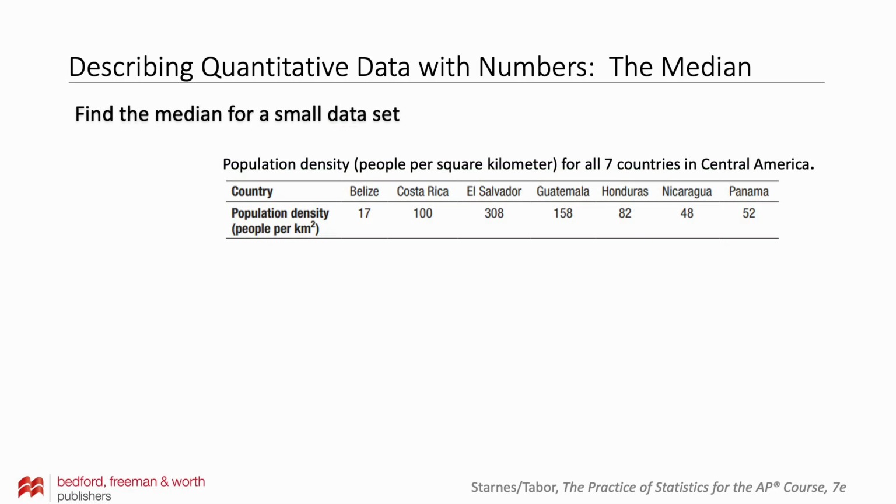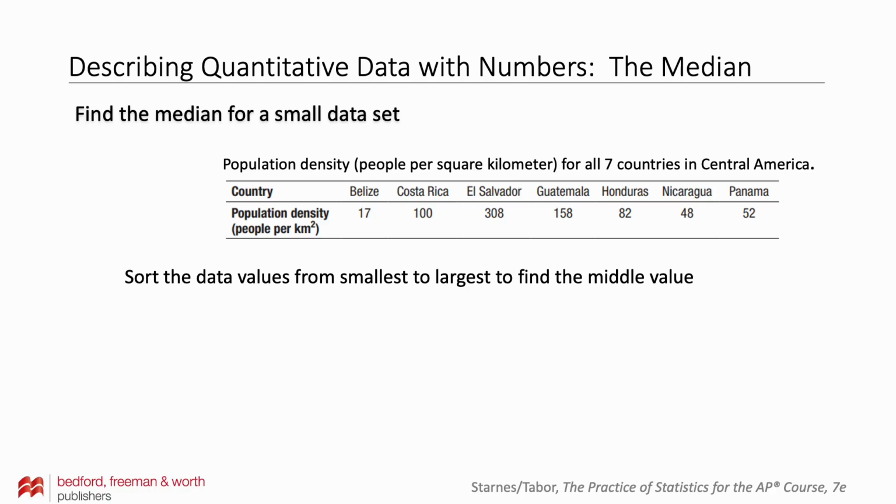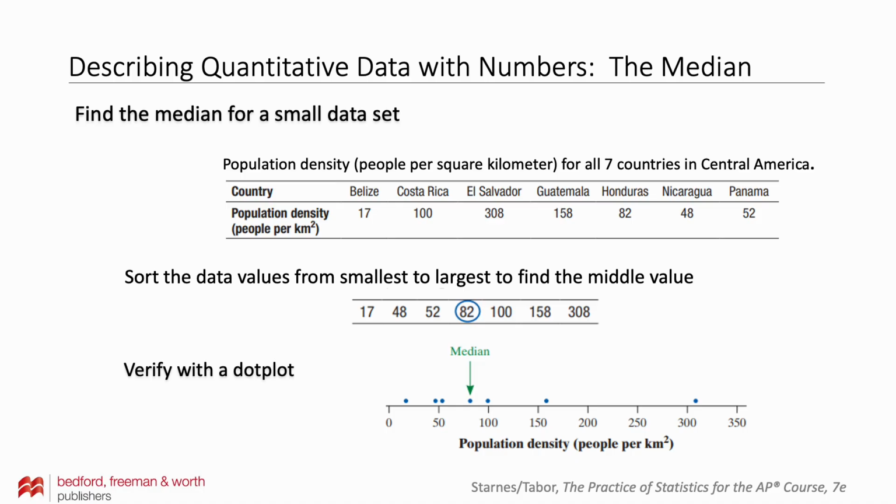Here's a quick example. We're finding the median population density for Central American countries. Sort the values and find the one in the middle, or average the two middle ones if there's an even count. So we're going to arrange them from smallest to largest. There is an odd count, so our middle number is 82. We can verify this visually by using a dot plot, and you can see that that would be the middle number.